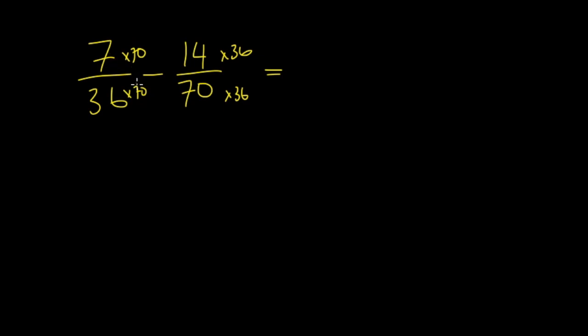Okay, 7 times 70. What does that leave me with? So 7 times 70 is 490 over 36 times 70. 36 times 70, let's see here, we got 2,520 minus, and then we have 14 times 36, which is 504, over 70 times 36, which we found before, which is 2,520.